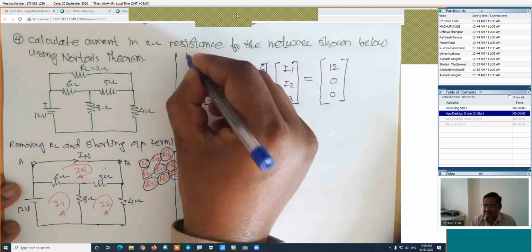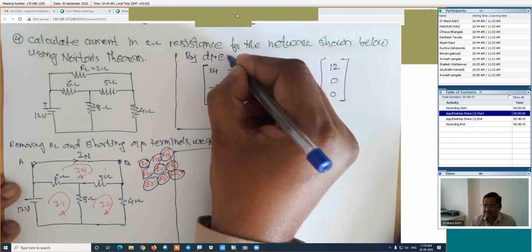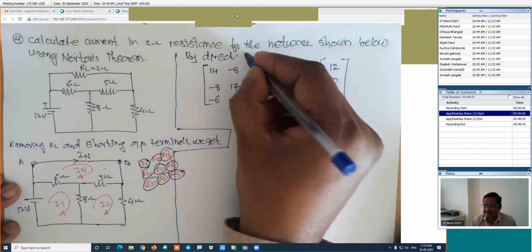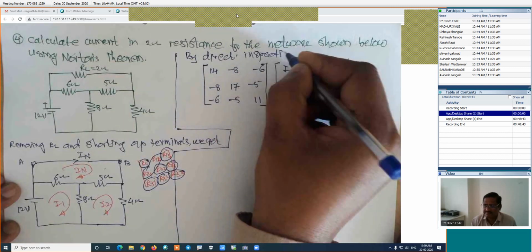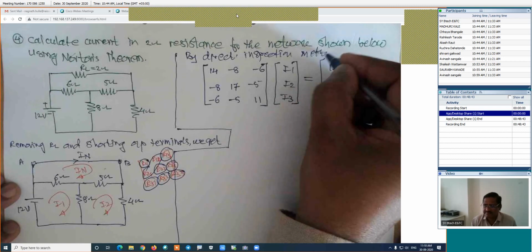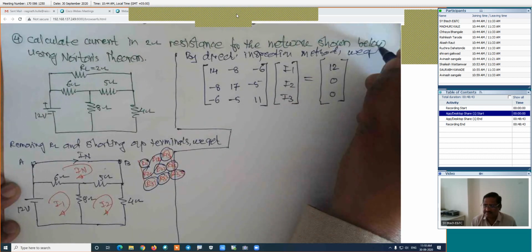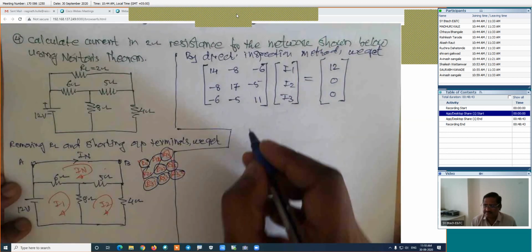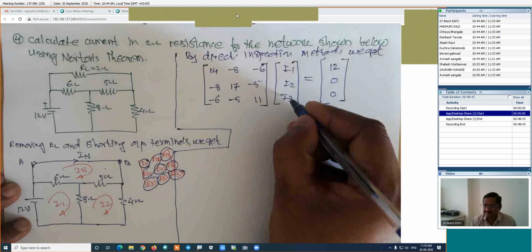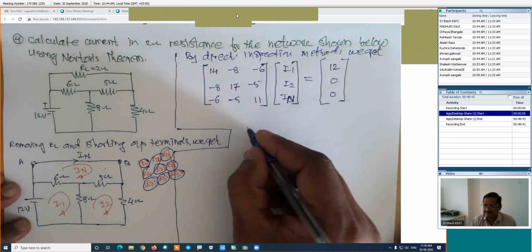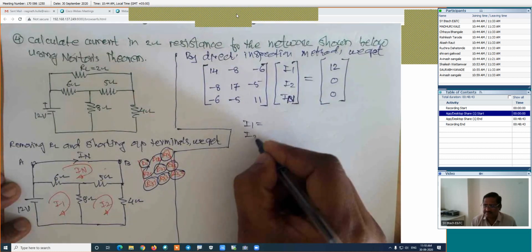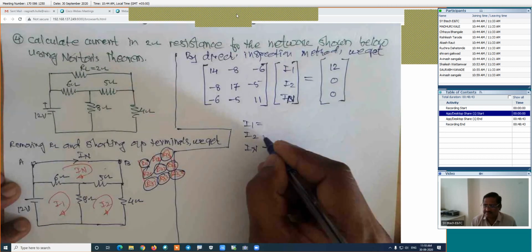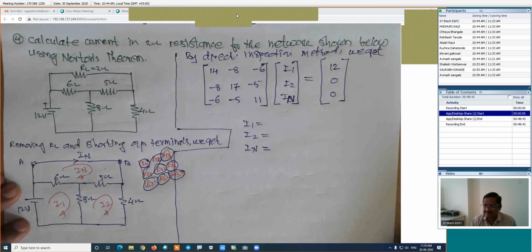Here, by inspection method, we will get this matrix, and from this matrix calculate its I3. It is not I3, it is actually IN. Calculate I1, calculate I2 and calculate IN. But here we are interested in IN only, and that is nothing but the Norton's equivalent current.